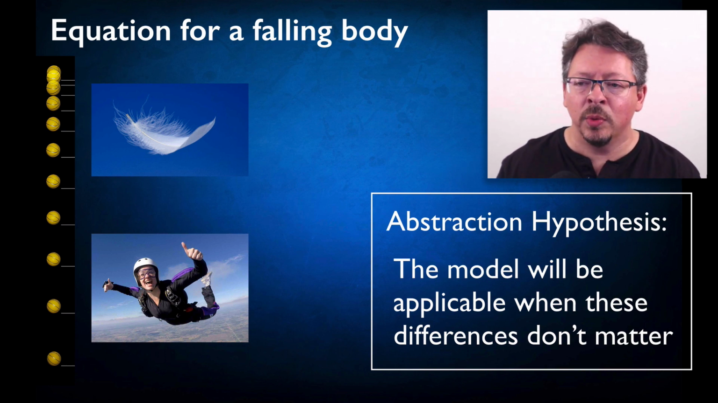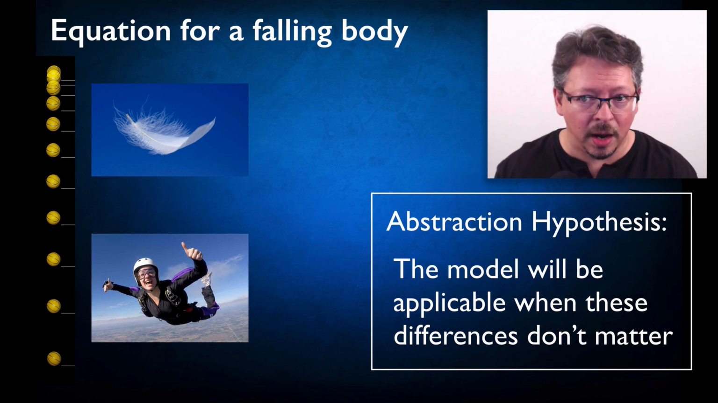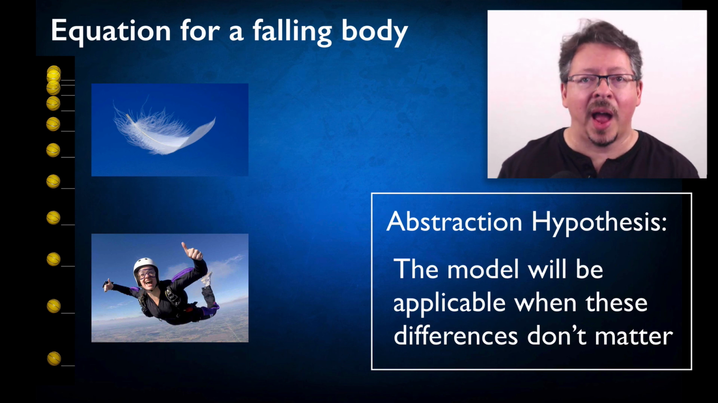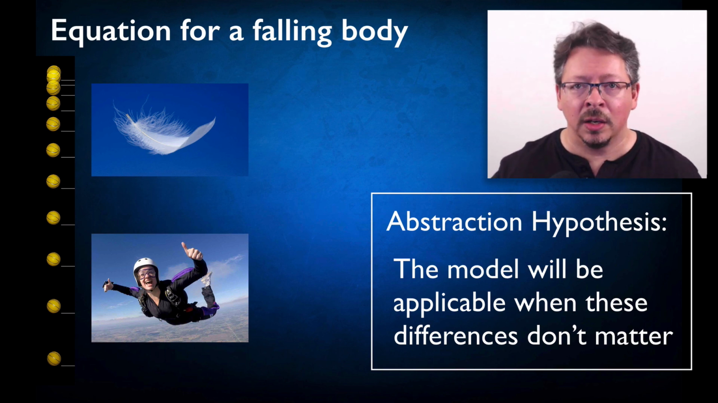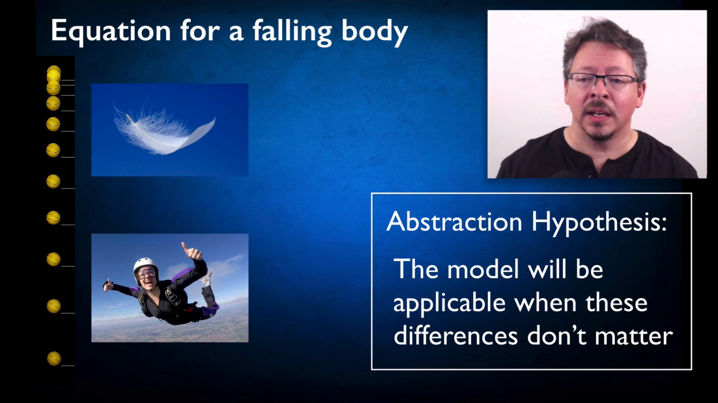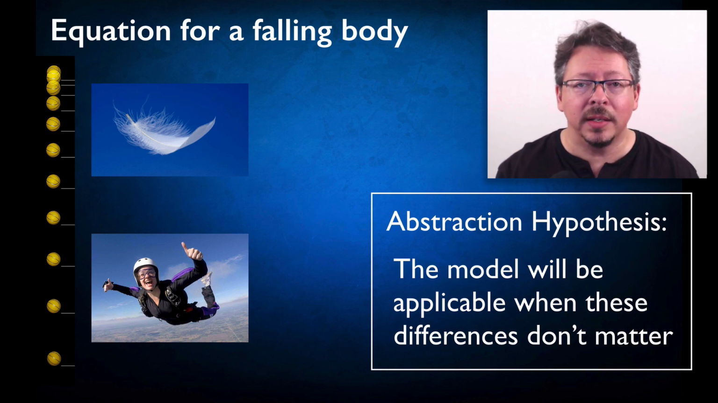The feather's movement will be dominated by the local movement of the air, and the skydiver will accelerate until wind resistance balances the acceleration due to gravity and her velocity levels out, and she reaches terminal velocity, which will depend in part on the shape she makes with her body. So we don't expect the predictions of the model to apply to these cases.